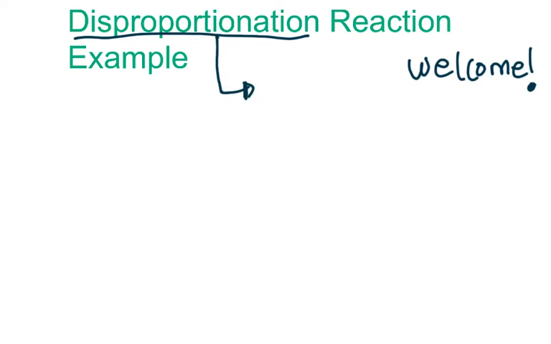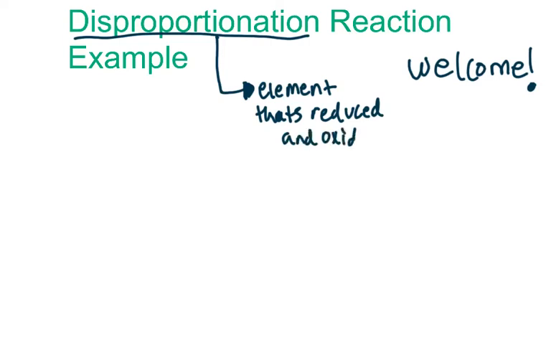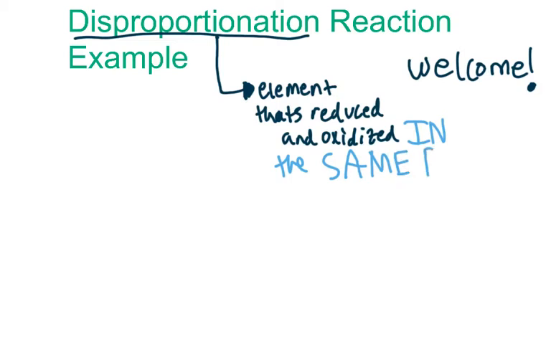A disproportionation reaction, as soon as you see this word, we're talking about a reaction in terms of chemistry. A disproportionation reaction is pretty much a reaction that involves an element that gets reduced and oxidized in the same reaction. That's when you know you're working with a disproportionation reaction.